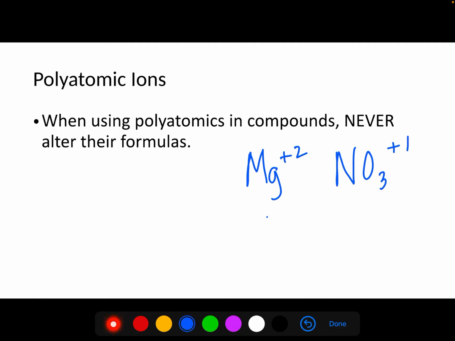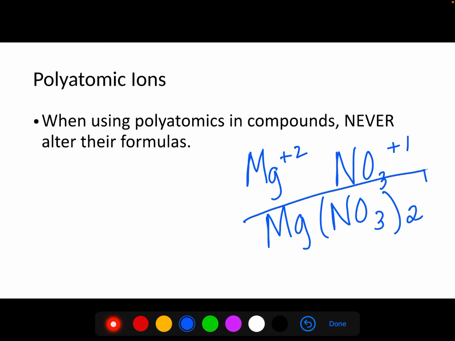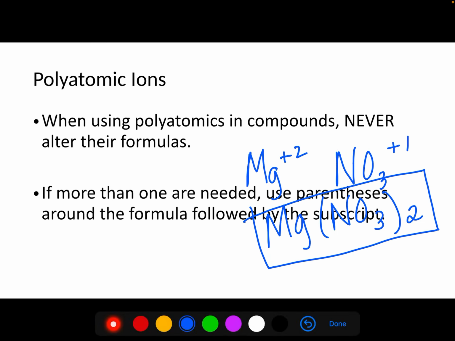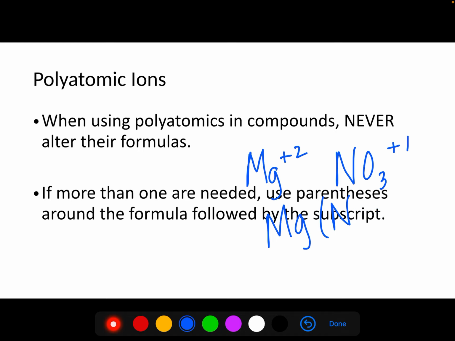We do not alter the formula. This is the way we write it. We write an NO3 in parentheses, and then we write a 2 after it. This is all you can write, so you can't write N2O6. I know a lot of people, when they start chemistry, think you're going to be able to do that. If more than one are needed, we're going to use those parentheses followed by the subscripts like I just showed you there.